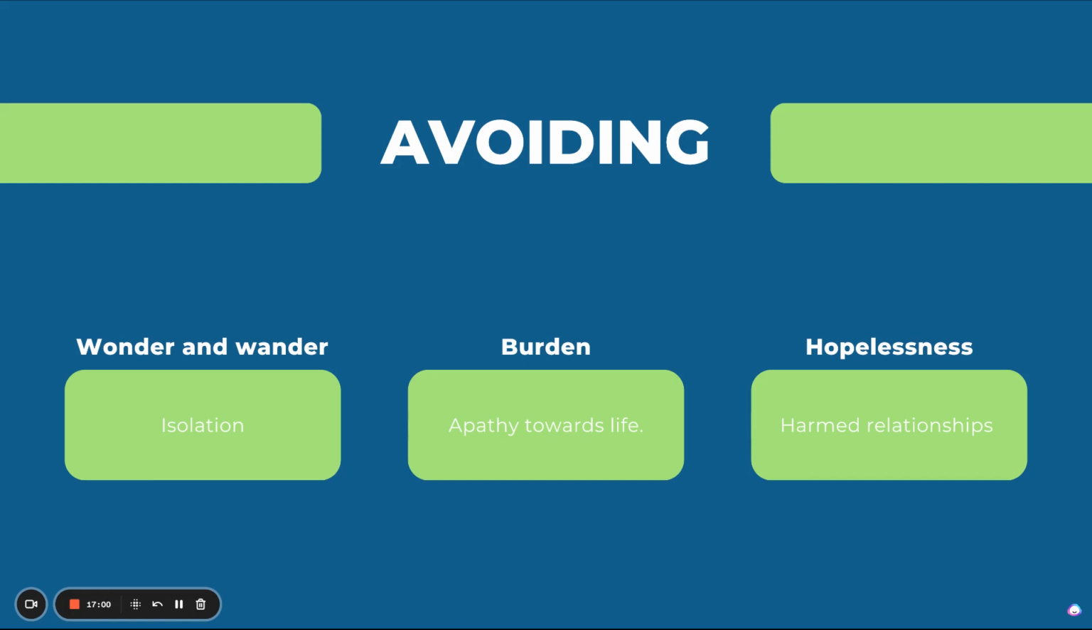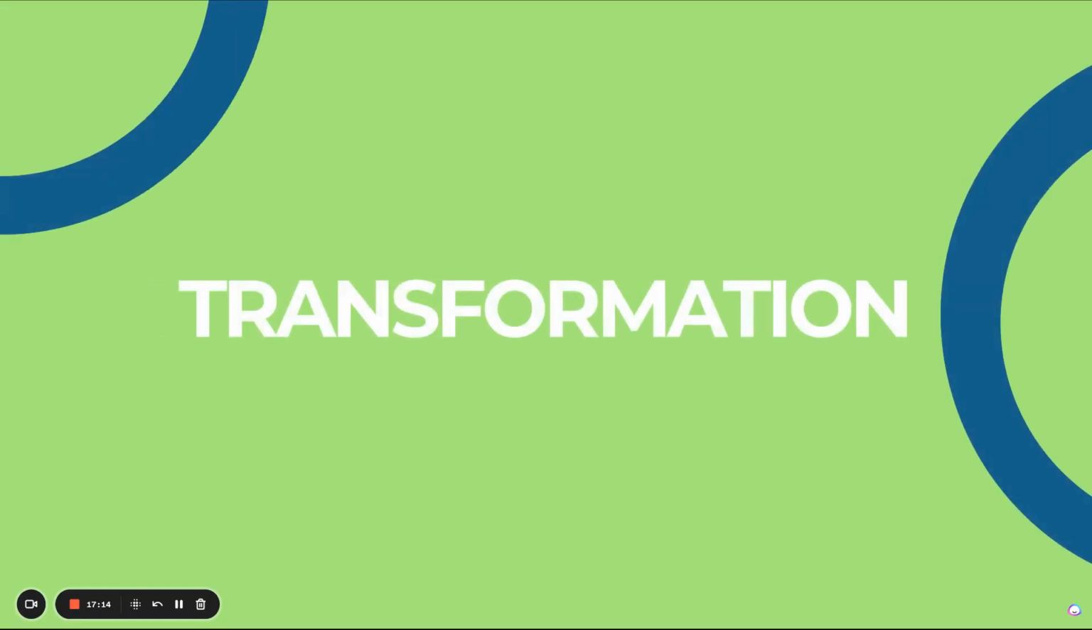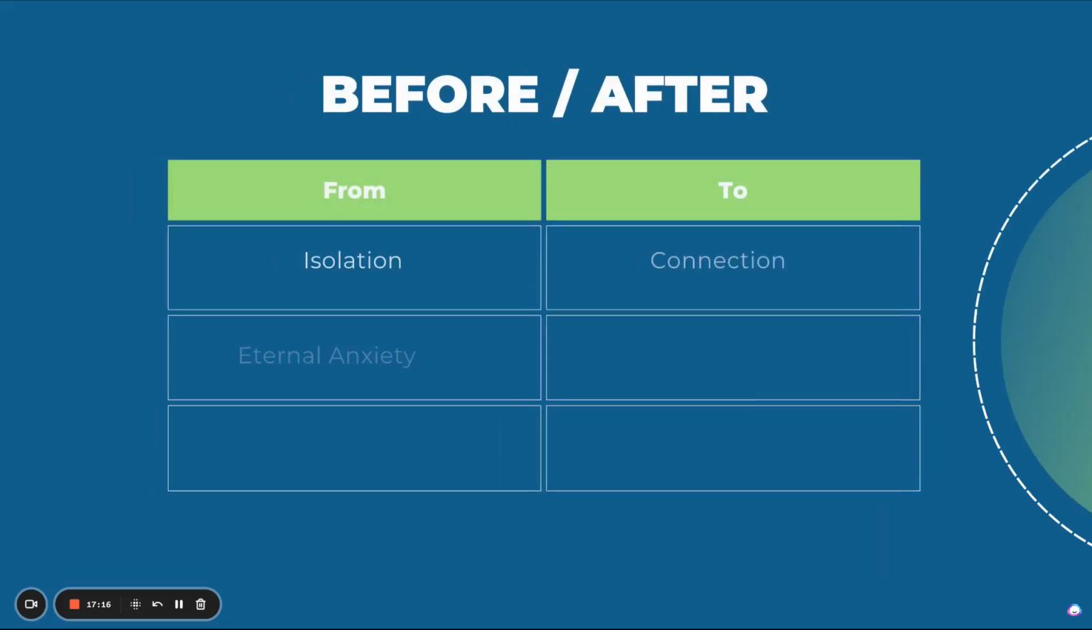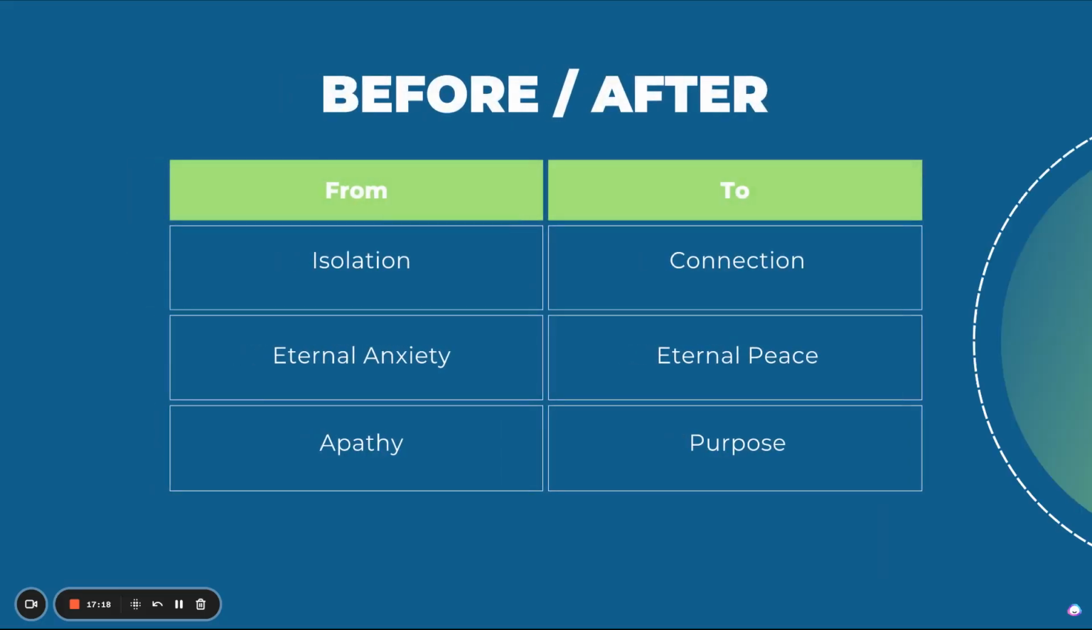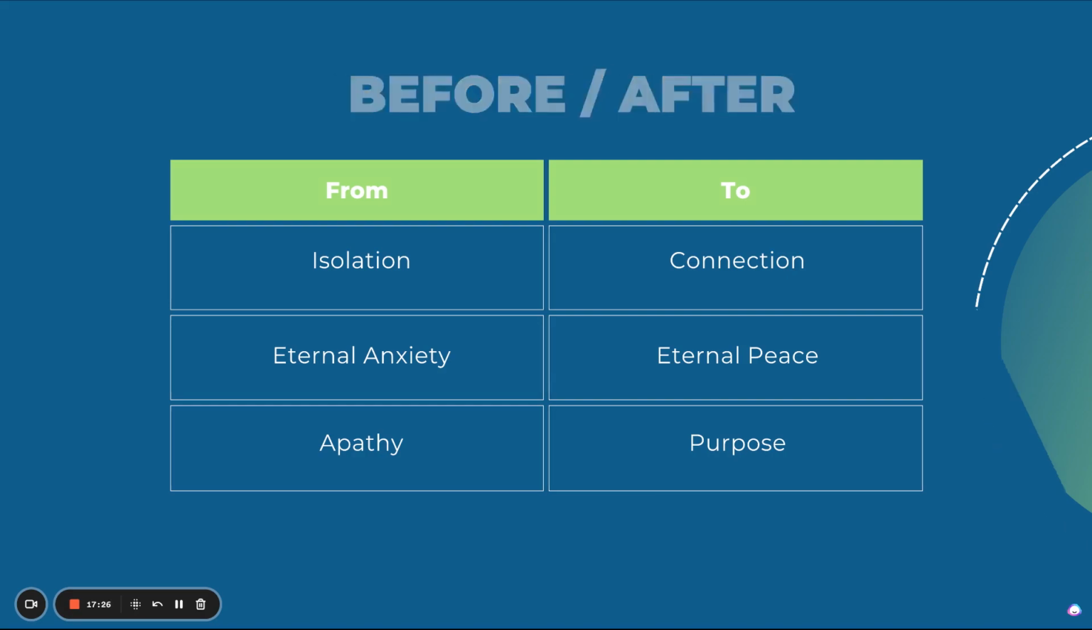So they're going to avoid isolation, apathy towards life, and harmed relationships. And then transformation. So you're going to go from isolation to connection, eternal anxiety to eternal peace, apathy to purpose.